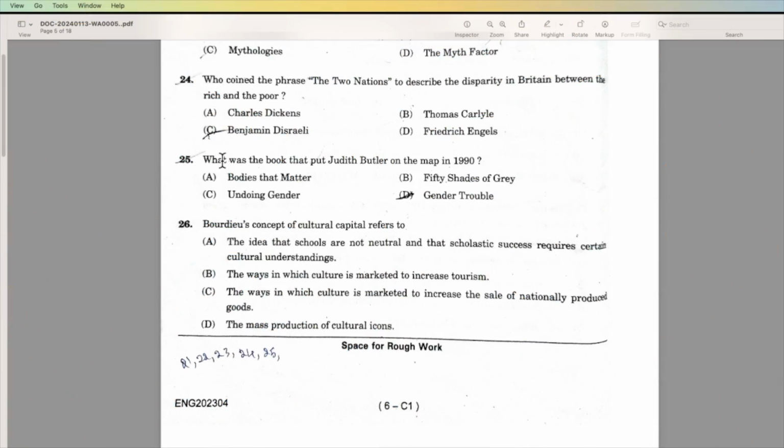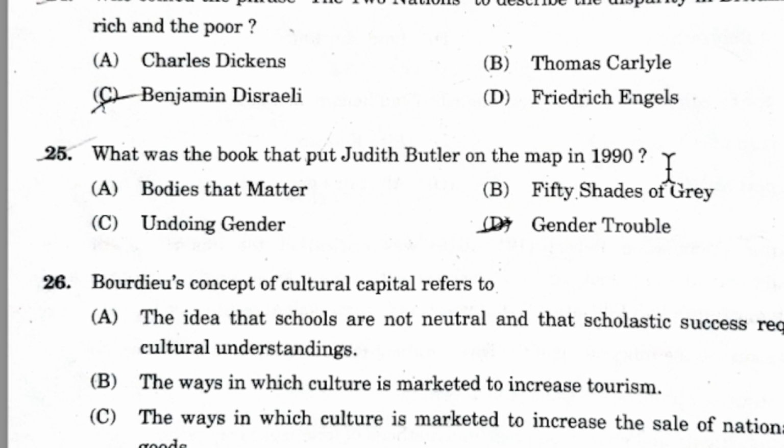So you see, what was the book that put Judith Butler on the map in 1990? Fifty Shades of Grey is not a work, Undoing Gender is not a work, Bodies That Matter is not a work by Judith Butler. So Gender Trouble is the right answer.